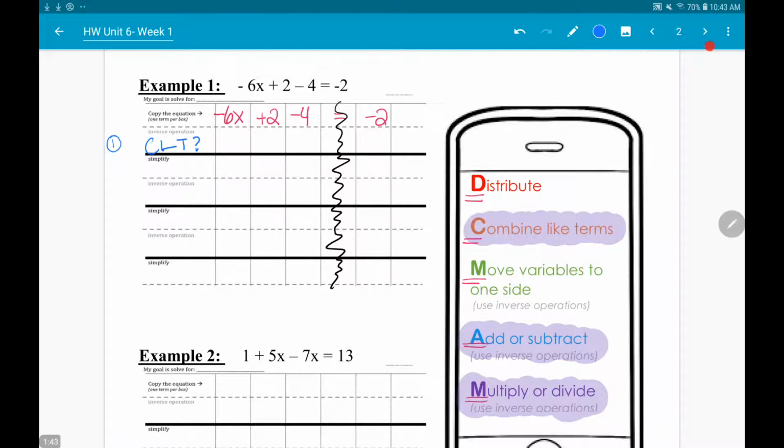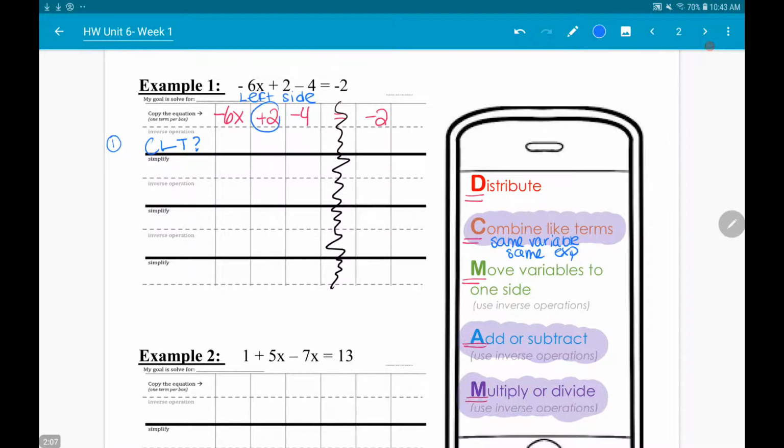All right, so I'm going to scan, and I'm going to see on one side of the equal sign. So I'm only looking on my left side. Do I see any like terms? Remember, like terms have the same variable and same exponent, or no variables and no exponent. They look the same.